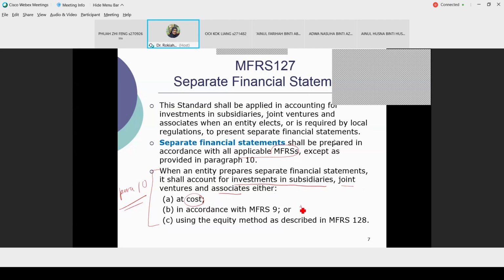If it is related to financial instruments, you should use the standard MFRS 9 on how to value the financial instrument. Or else you use the equity method. This equity method is for your investment in associate. We need to use the equity method. So this is about the separate financial statements.